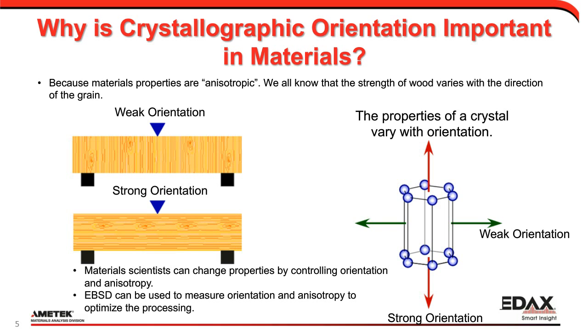So materials scientists can think about changing the properties of a material by controlling this orientation and anisotropy. And so if you're going to try to do that, you also need to be able to measure the orientation, and that's where EBSD really fits into the picture.